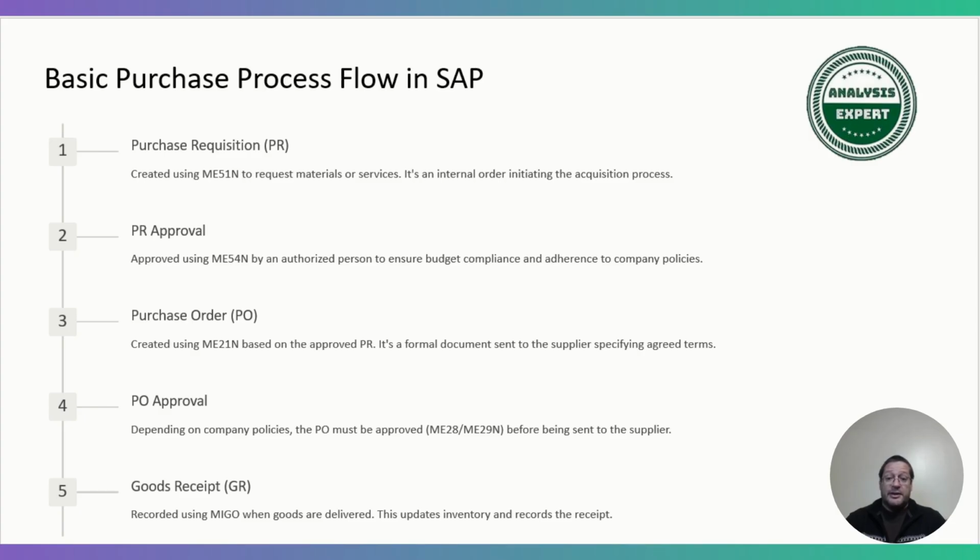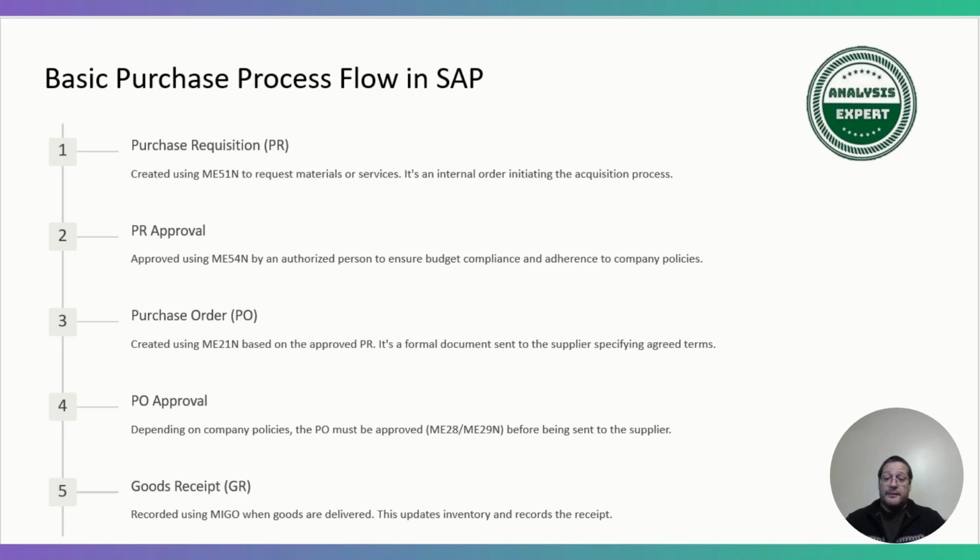Then the second step is approval. This is the approval of that purchase requisition using transaction ME54N by an authorized person to ensure compliance with the budget and company policies. There will always be an immediate superior, usually your boss, who approves the purchase requisition. Well, that depends on the policies and how the purchasing procedure is set up in your company. Each company has its own policy and it may be a little different, but generally it's as I'm describing it to you.